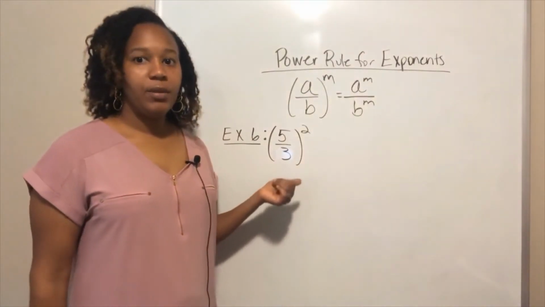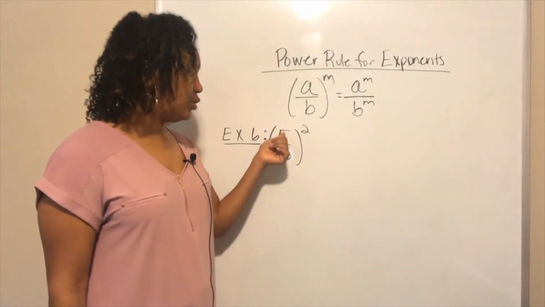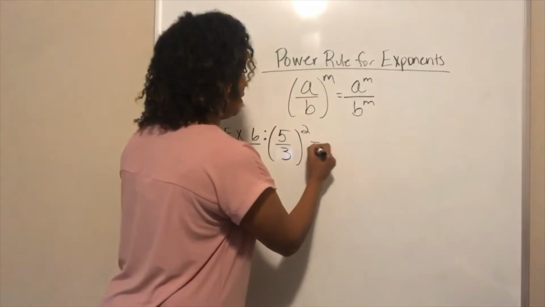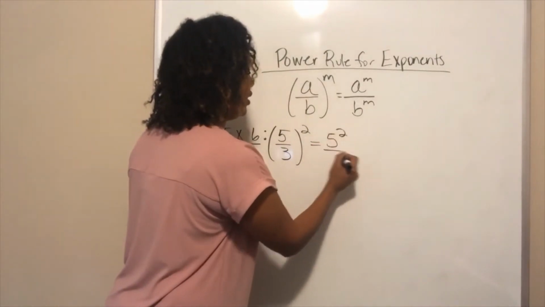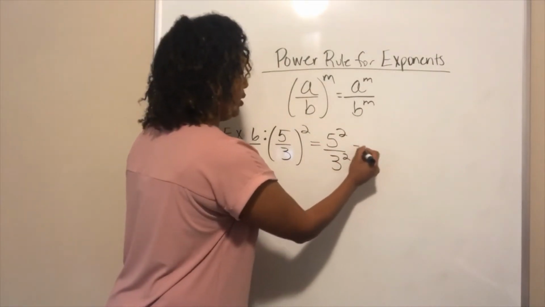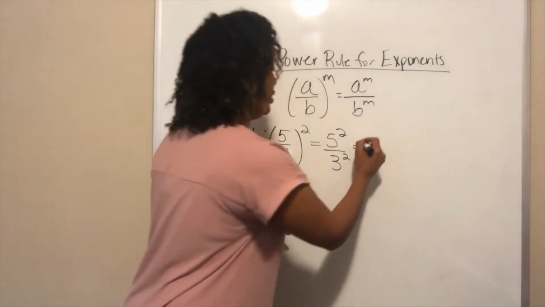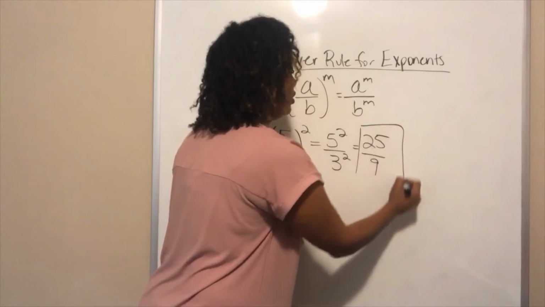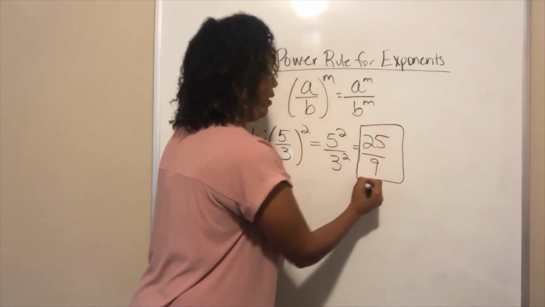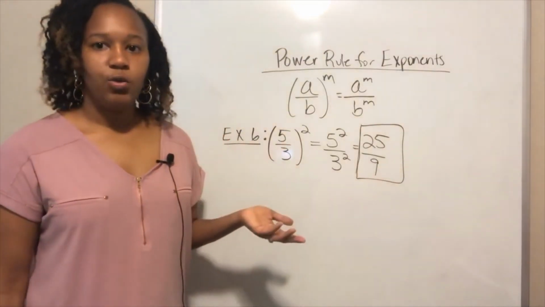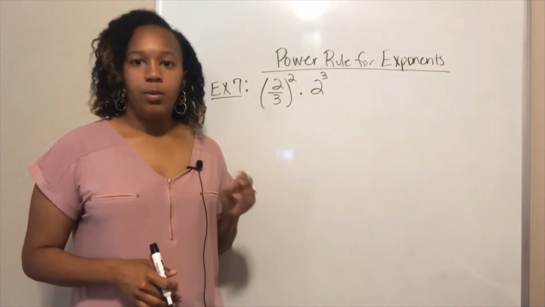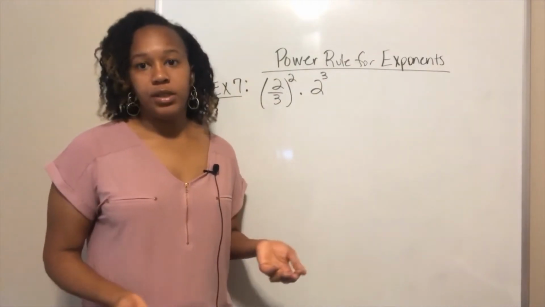An example of applying this power rule is if we wanted to do 5 over 3 to the second power. That's the same as saying, okay, I take 5 to the second and I take 3 to the second. 5 to the second power is 25 and 3 to the second power is 9. So 25 over 9 would be my final solution. So that's how you would apply that power rule. So now I want to work a couple more examples where we use a combination of those power rules.